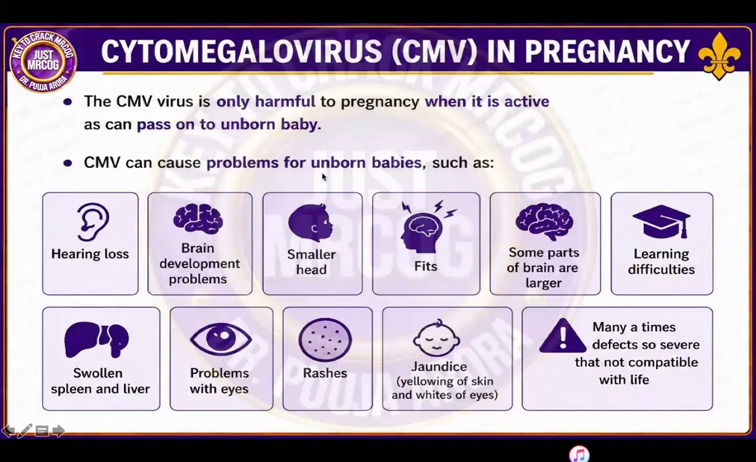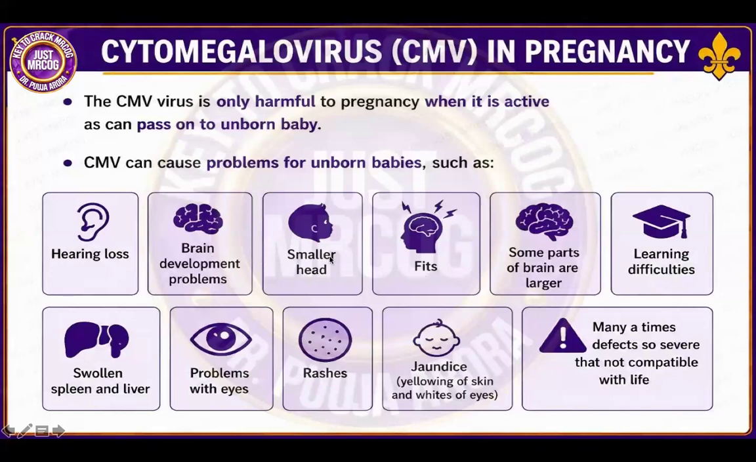What can the unborn baby have? Hearing loss, brain development problem, smaller head, fits. Some parts of brain are larger, learning difficulties, swollen spleen and liver, problem with eyes, rashes, yellowish discoloration, and many a time defects so severe that they are not compatible with life. So when you discuss CMV with your patient, that is why you are so concerned about whether it's an active infection or not, because it has so much detrimental effect on the baby.